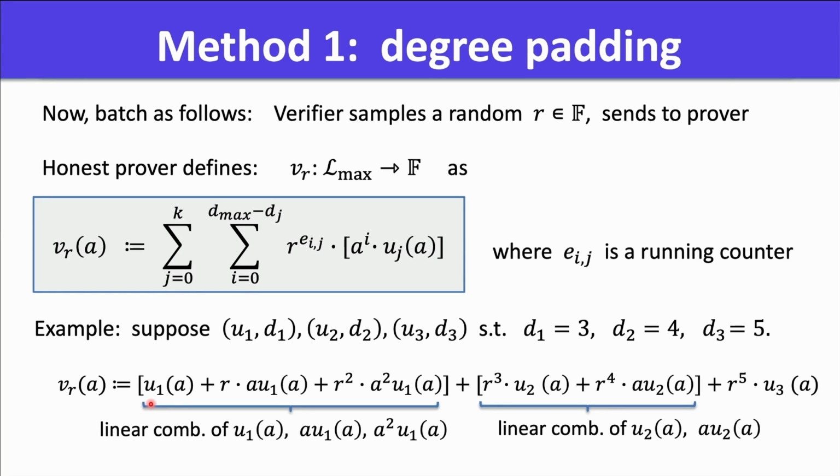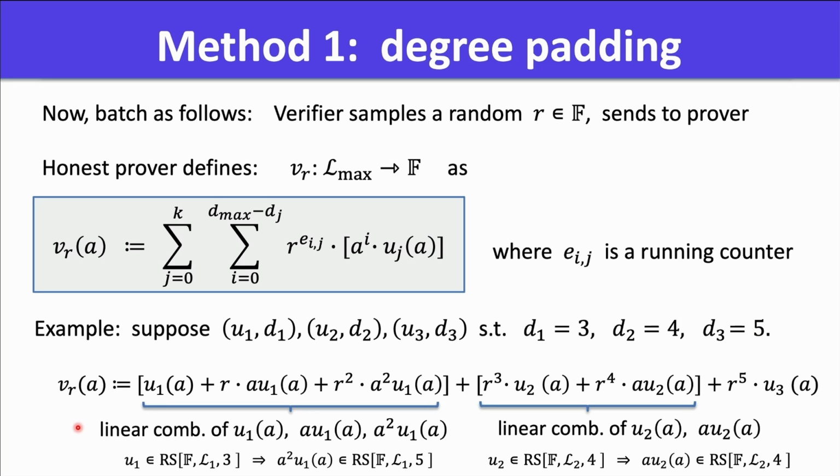And you can see that all we're doing here is we're taking a random linear combination defined by R, yeah? And what we're combining is shifts of these functions, yeah? So U1 here gets shifted by x squared, U2 gets shifted by x, and U3 is not shifted at all. And that basically ensures that their degrees line up and they all have degree 5.